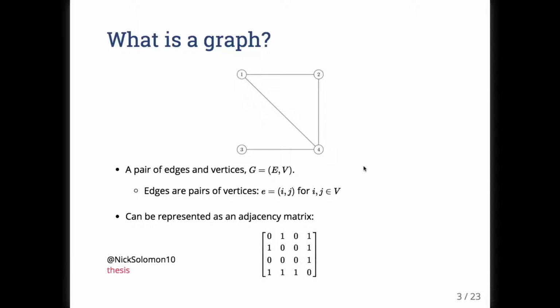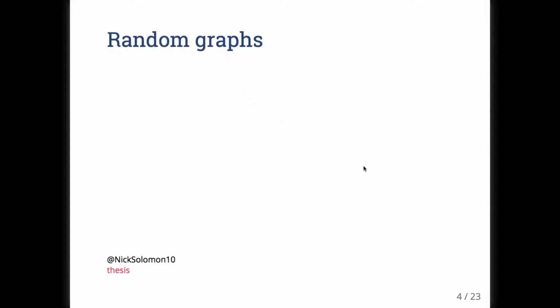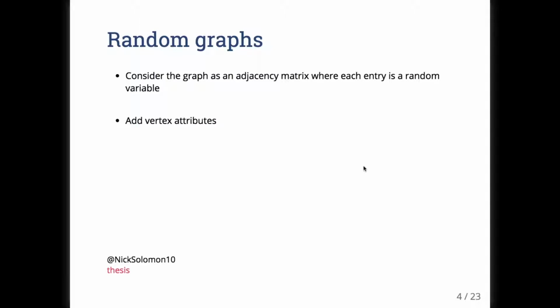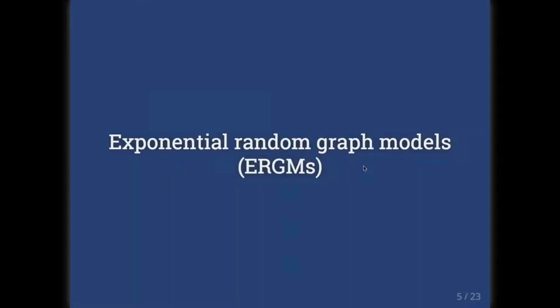The adjacency matrix is the most useful form of representation for the work I did. So that's how I'll be thinking about graphs throughout this talk. A random graph is just a graph where you take each entry of the adjacency matrix and consider it as a random variable. So now your graph is all of a sudden stochastic as opposed to being fixed. And you can also add vertex attributes. Each vertex in the graph maybe represents a person, and that person will have an age or a gender or some group that they're a part of. You can add these fixed attributes to the graph when you're modeling it.